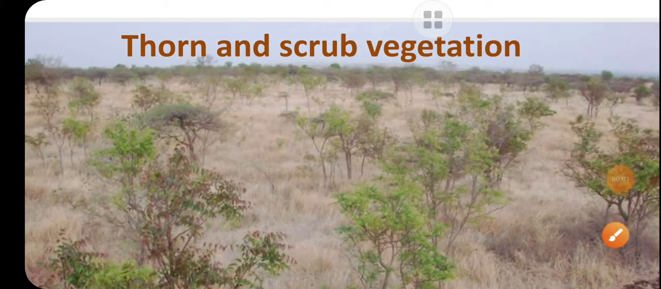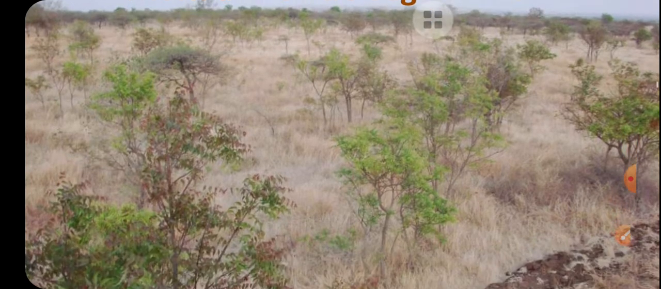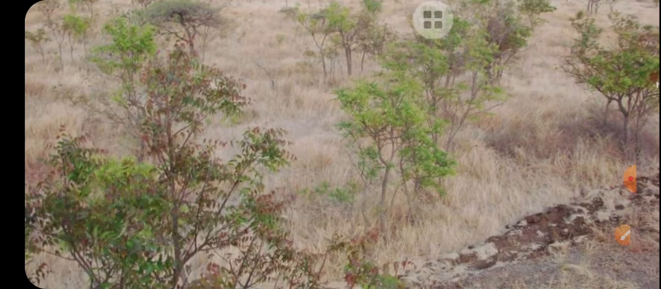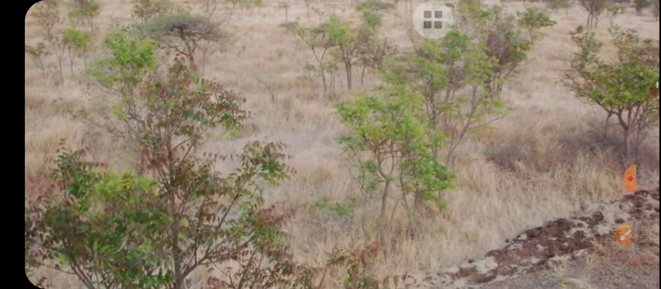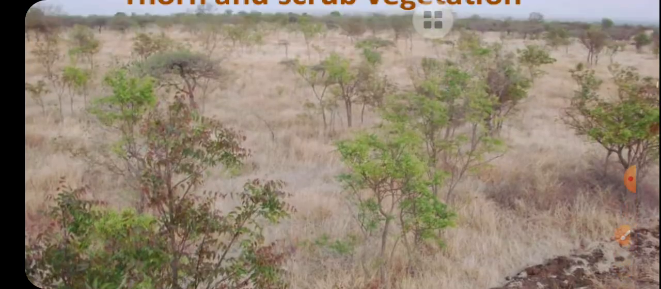Good morning, class. Today we'll take another topic of the chapter, that is thorn forest, thorn and scrub forest. This particular kind of tree is generally found where the rainfall is accordingly less, and the trees are in the shape of shrubs and dry vegetation, you can say. You can see in this picture so beautifully it has been shown, and somewhere the green, somewhere the brown kind of vegetation.